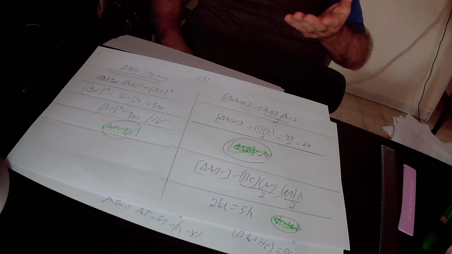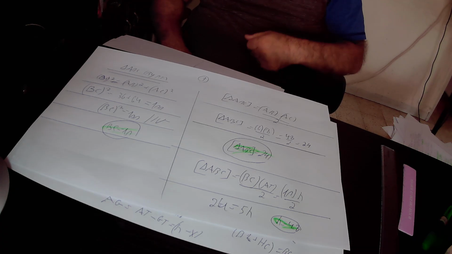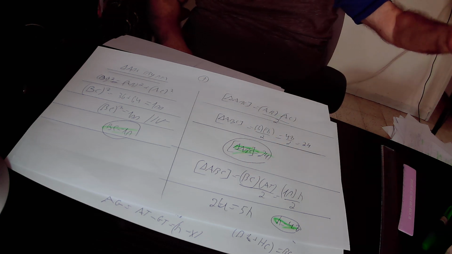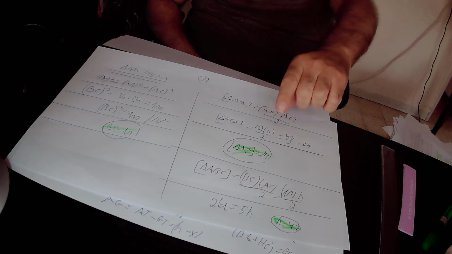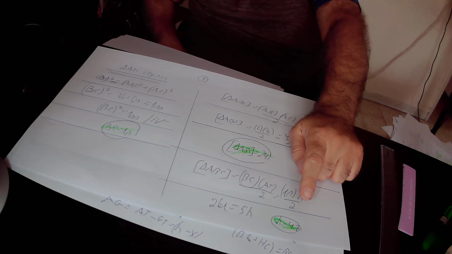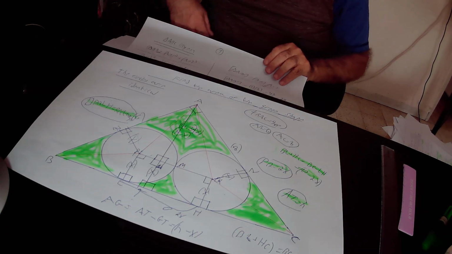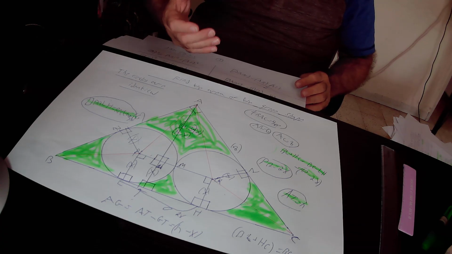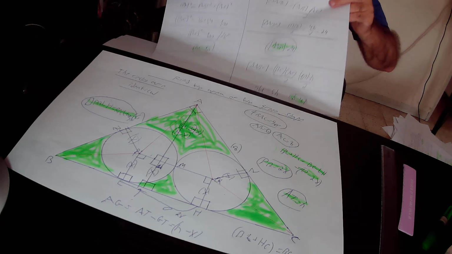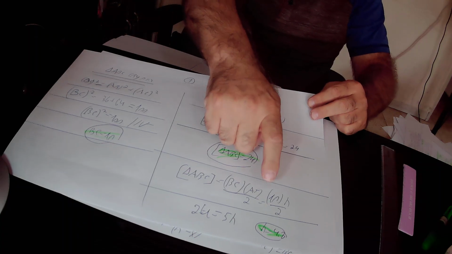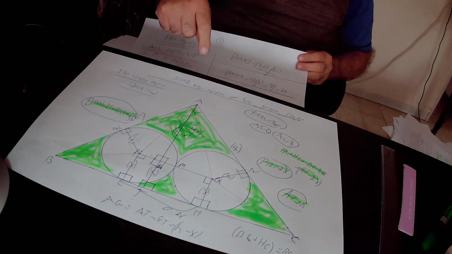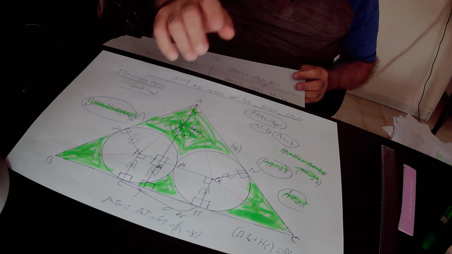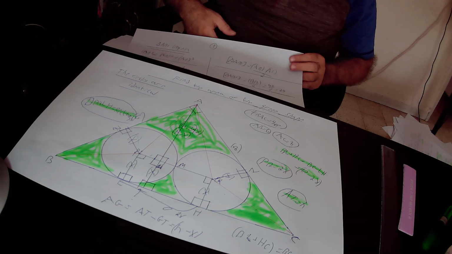But we already found that the area of triangle ABC equals 24. So we can substitute the area of triangle ABC by 24, and we get that 24 equals 5h. Here we divide this equation by 5 and find that the height AD, which is h, equals 24 over 5. 24 over 5 is 4.8. So the height to the base BC, AD, which is h, equals 4.8 units in length.